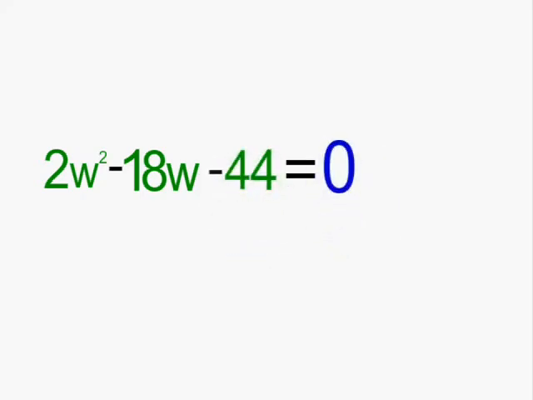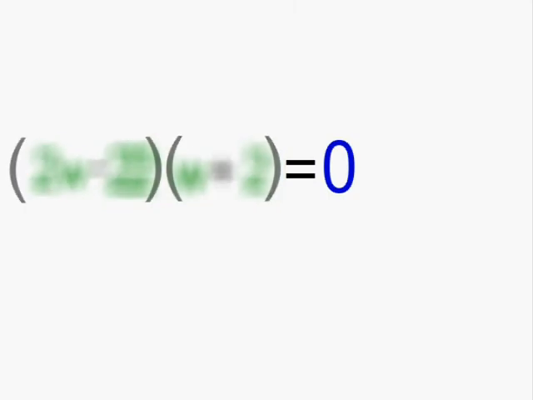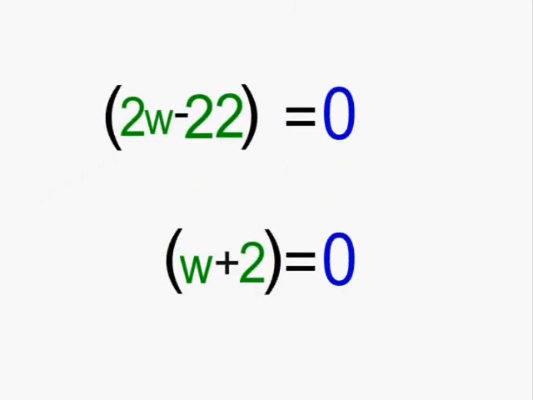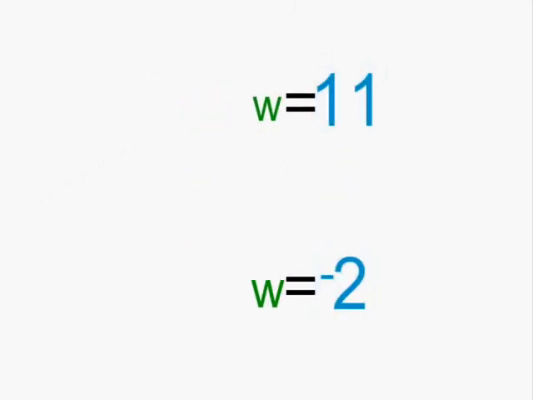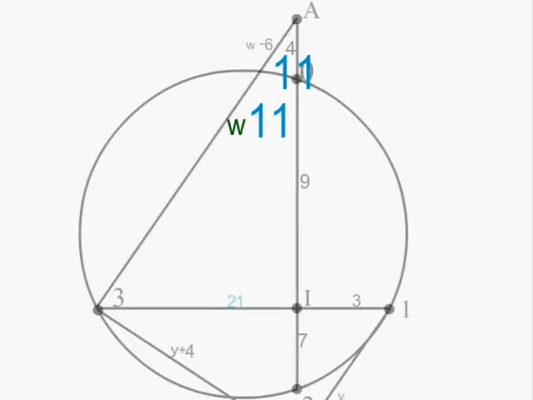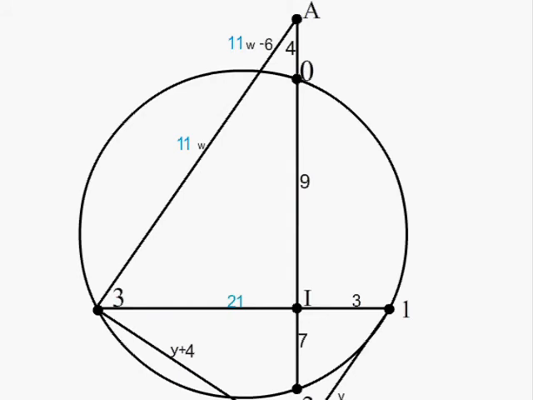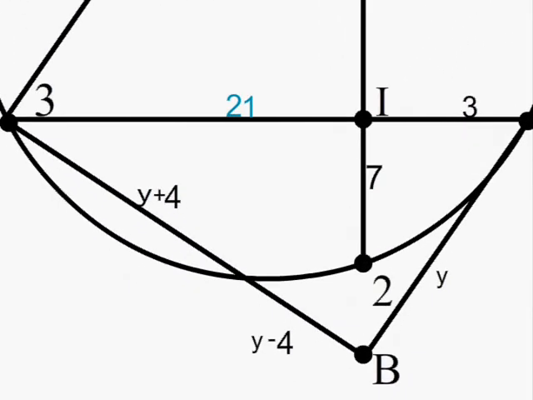Subtract so the trinomial equals 0, factor the trinomial, separate the binomials, and solve. Because w cannot equal negative 2, as you cannot have a negative side length, w equals 11. Now, if you plug that into the larger picture, you have the chord as 11 and the external part of the secant as 5. Let's now look down here. We have a secant and tangent coming from the same point. Do you know what that means, my boy?